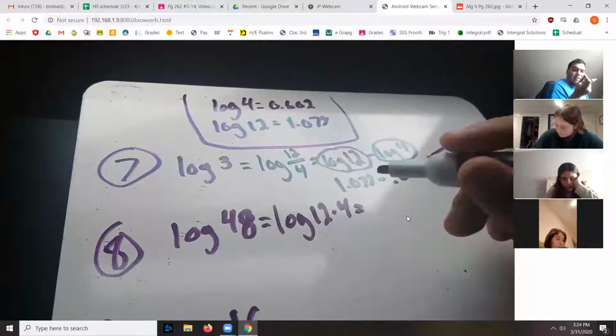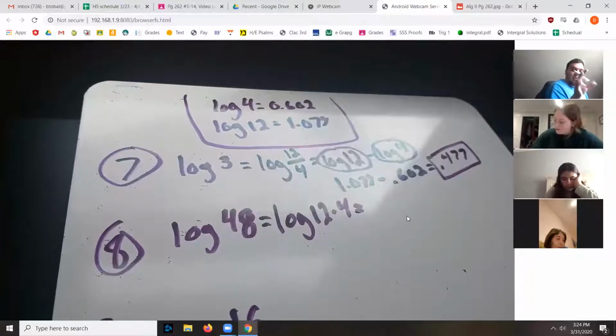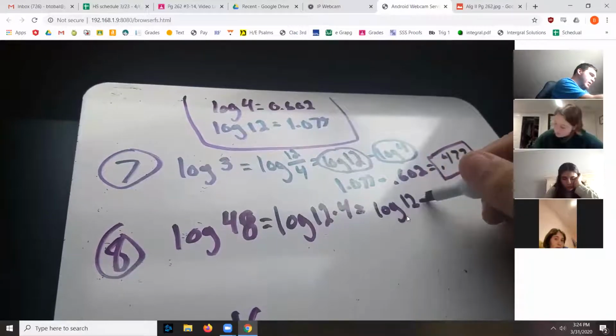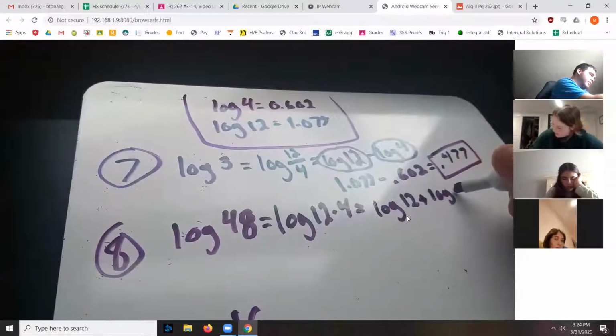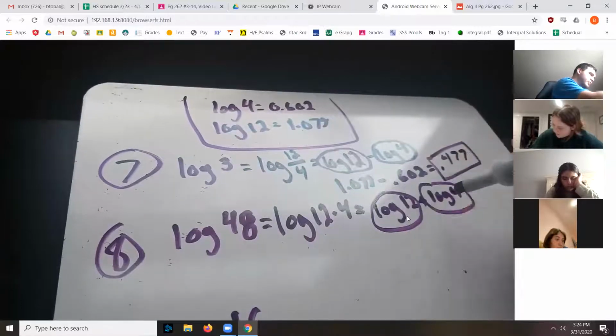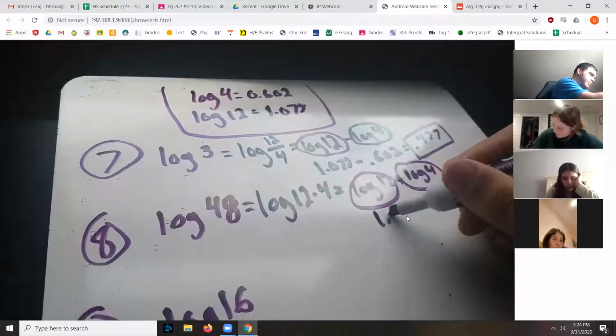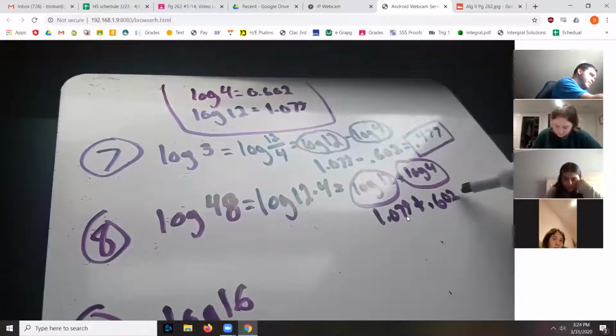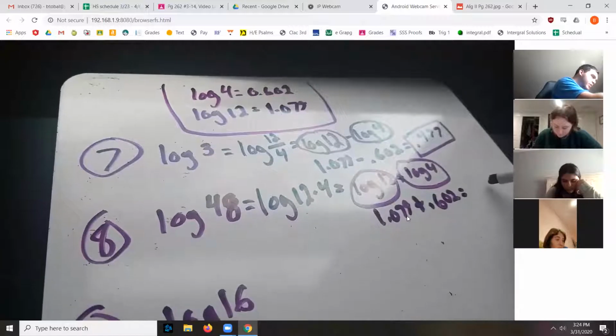Since it's multiplied together, when you separate it, you add. Good. So it's log 12 plus log 4. Look, it's very similar to the one on top up here. Circle those. So 1.79 plus this time 0.602. And that should be 1.8.